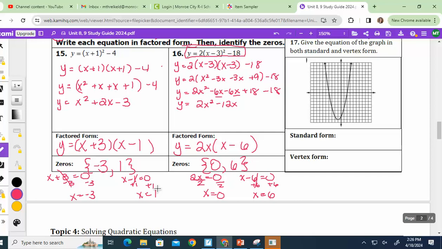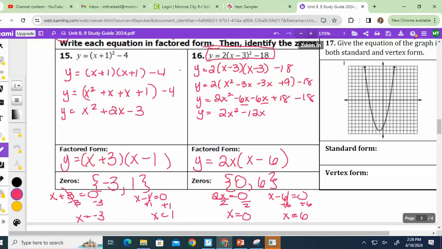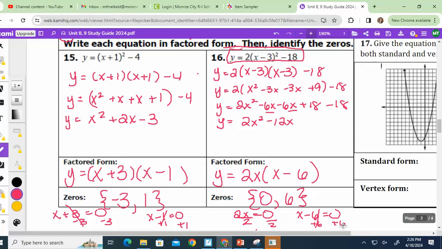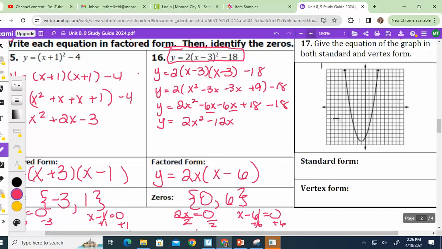Any questions there? Let's look at problem 17. I'm asking you to write the equation from this graph. This is really testing if we understand the relationship between these things. If I'm looking at this graph, what are my zeros? Where does it hit the x-axis?